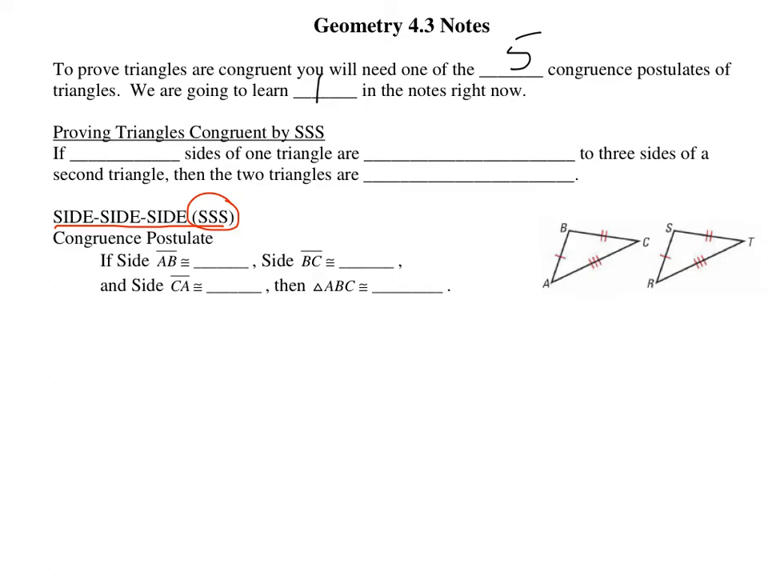And what it is, if we have 3 sides of one triangle that are congruent to 3 sides of a second triangle, then the 2 triangles are congruent to each other. So in our example right down here, you can see that if we have our 2 pictures right here, you can see that all 3 sides are congruent to each other. Then we know that the 2 triangles are congruent. So our reasons, we're going to match them up.